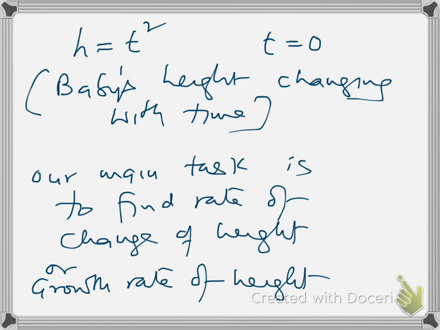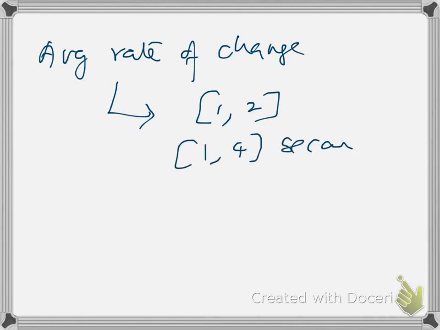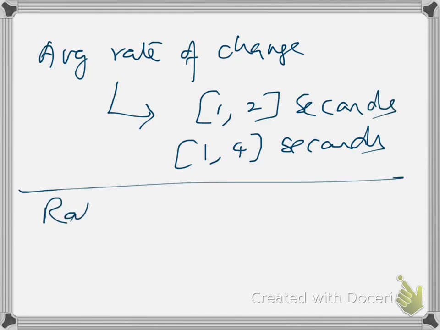Last class I told you the difference between the two, average rate of change and rate of change. When you use the word average rate of change, you calculate it in a time interval, that means from one time to another time, let us say 1 to 2 seconds or 1 to 4 seconds. Whenever you say average, it's calculated in a time interval. Whereas if you say rate of change, it is calculated at a particular time.